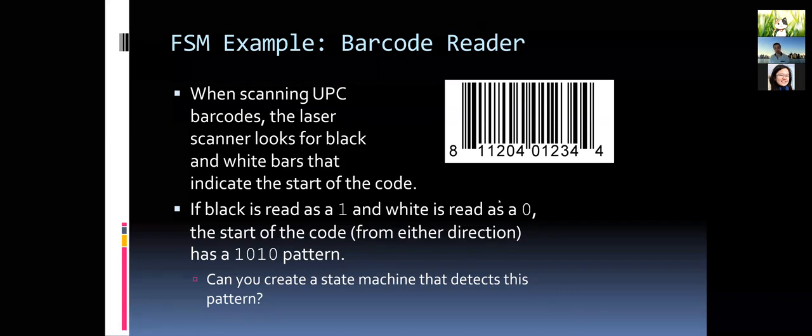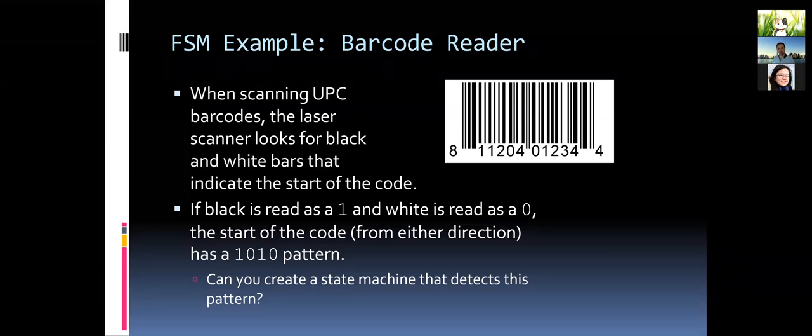Okay, so this is the example we are now going to play with. What we are trying to do is implement a barcode reader. I guess everyone who has been to a convenience store has seen those barcodes, right? So we're trying to implement UPC barcodes with a laser scanner that looks for black and white bars that indicate the start of the code.